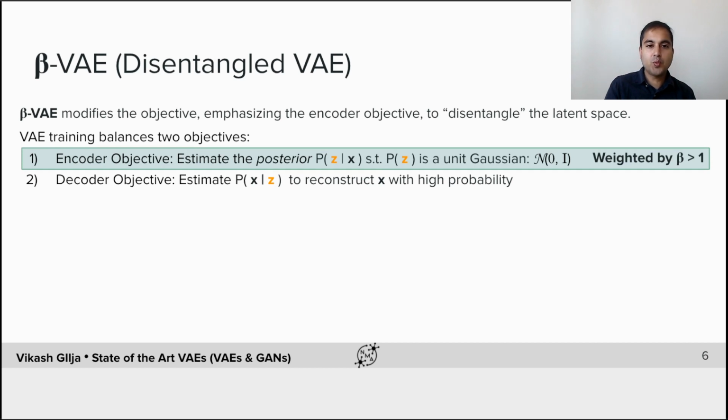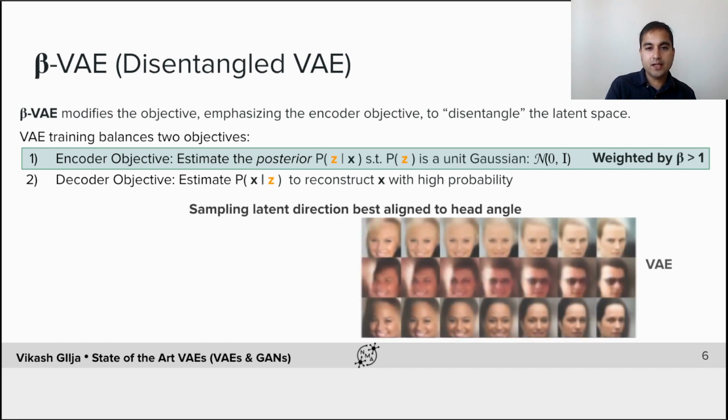What we do is we weight the encoder objective. For the original VAE, the weight is 1. For the beta VAE, we increase the weight of the encoder objective. And the actual weight can be found either by experimentation or by using model selection techniques. But the basic idea is that we're upweighting this encoder objective. And to provide some motivation as to why this technique is useful, let's look at an example.